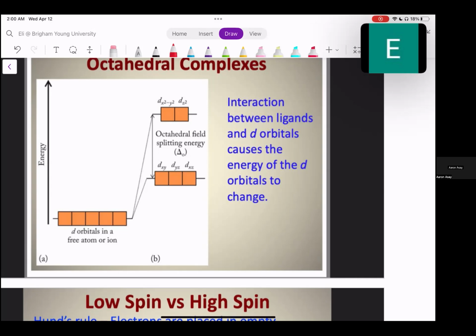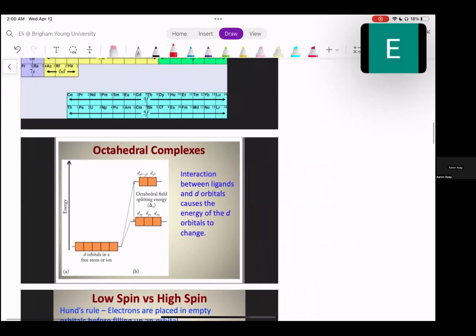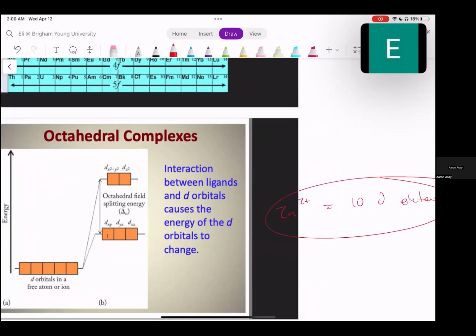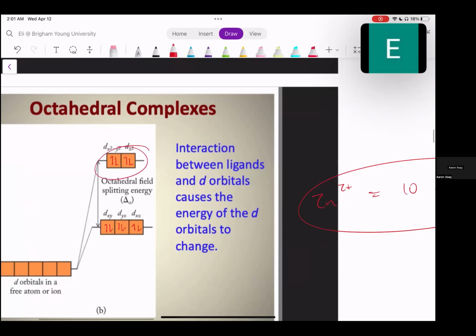So let's say we had that zinc 2 plus, right? We know it has 10 d electrons. And it wants to share every single one of them. So it's going to come in here and it's going to fill up. So we have 1, 2, 3, 4, 5, 6, 7, 8, 9, 10. So it's going to fill up the ligand binding in a form similar to this, right? In this order of things happening.